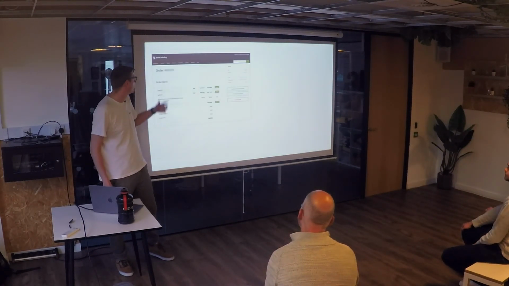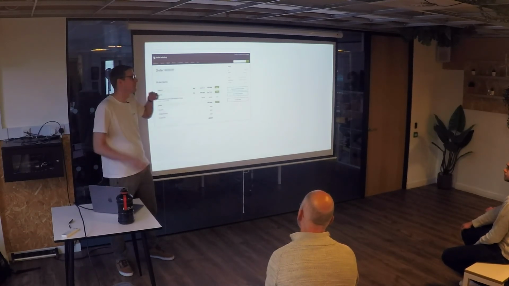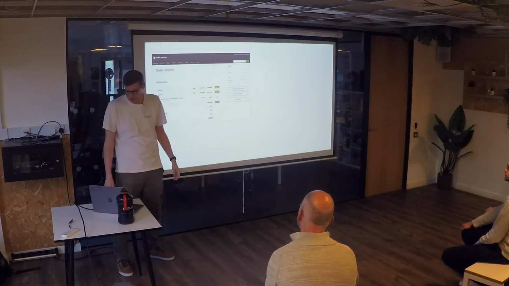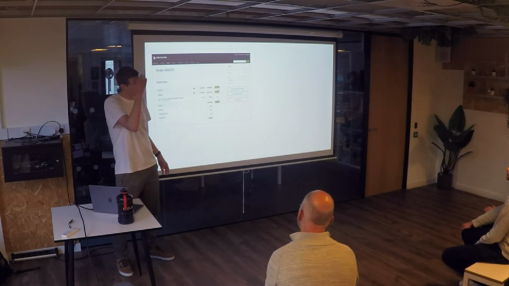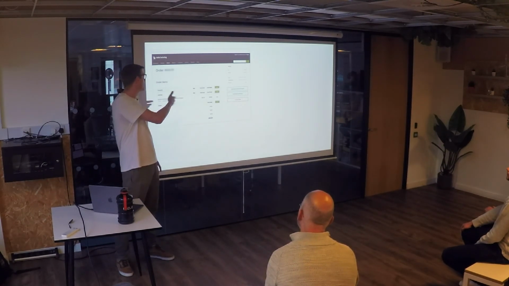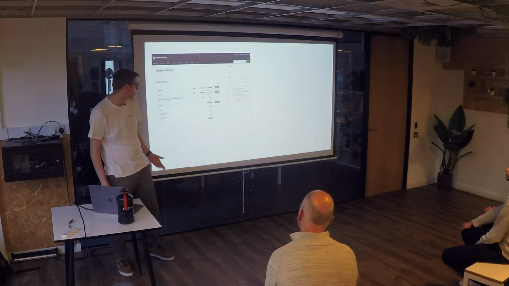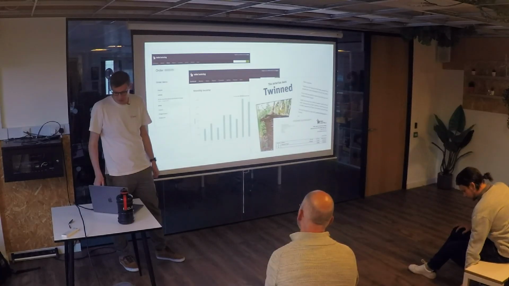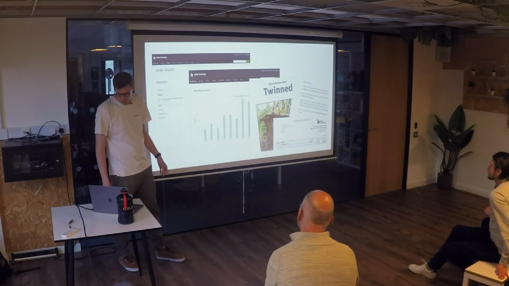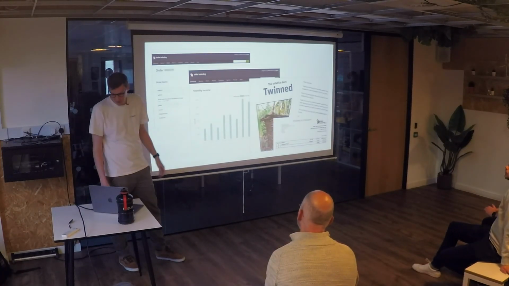For example, this is one of the software things we built a few years ago. This is for toilet twinning. I don't know if anyone's seen those little posters in the bathrooms about twinning toilets. We built the website, the API and the backend system for this. This is what the staff at toilet twinning use to log in and manage orders. So it's an order management system. There's reporting in there, packing workflows and actually shipping stuff out. That's an example of the type of software that I'm talking about.